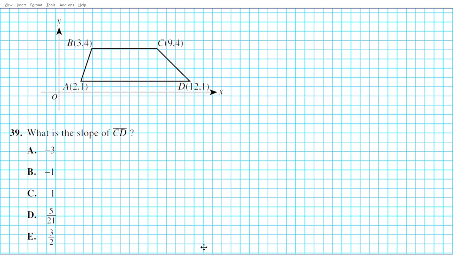Alright, now let's take a look at question 39. It says, what is the slope of segment CD? In the instructions above this, it says that this is a trapezoid. Okay? Alright, so what's the slope of CD?